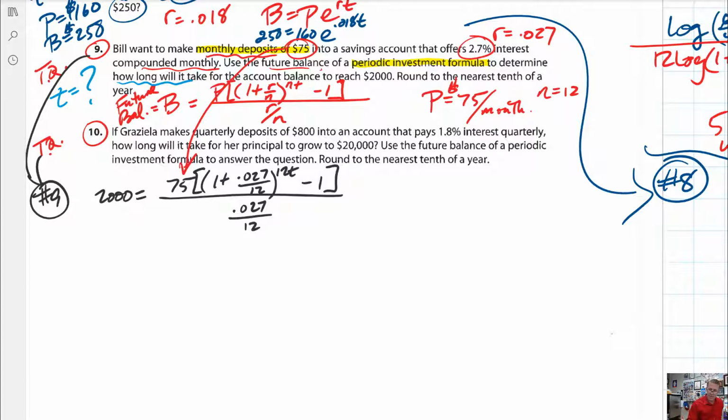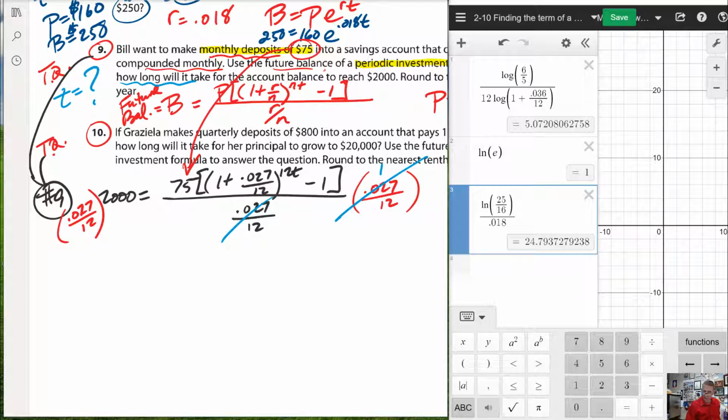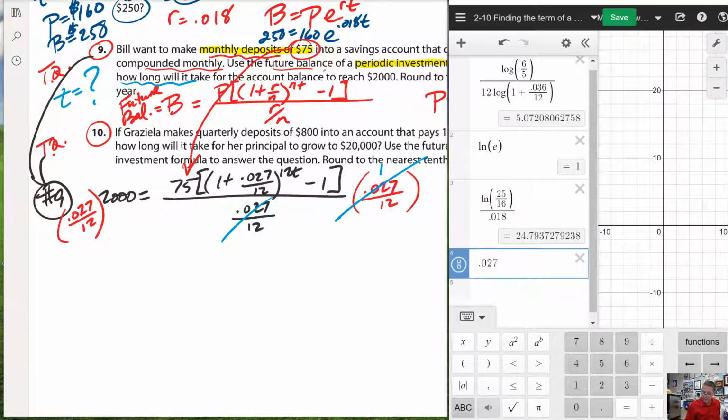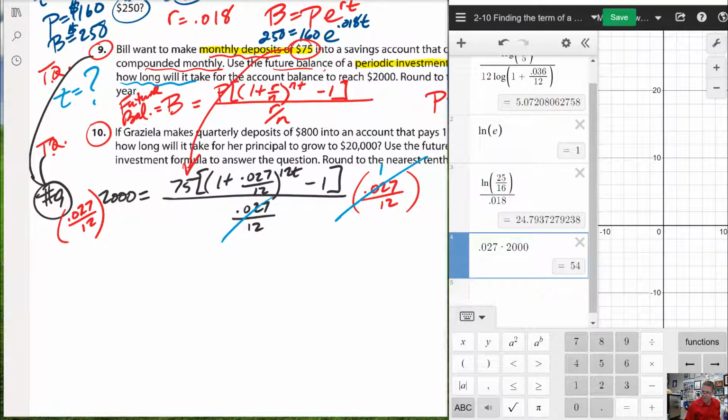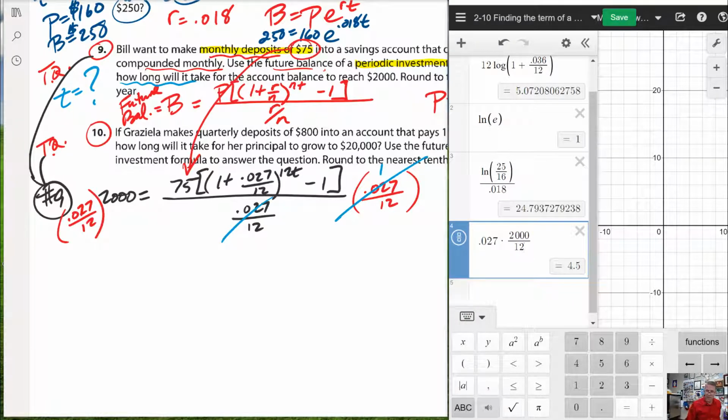That's what's going on. So when I handle this right here, personally, I would cancel out this fraction in the denominator. I would multiply both sides by 0.027 divided by 12. All right, and what's going to happen is that these fractions are going to cancel out on the right-hand side, giving you something a little bit more simple. On the left-hand side, I would definitely work this out. So I would simplify 0.027 times 2,000 divided by 12. I would figure that out, and notice it's 4.5. So this right here is just 4.5.